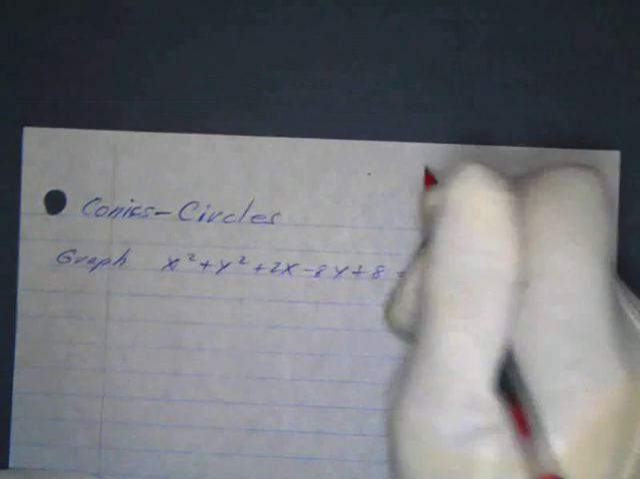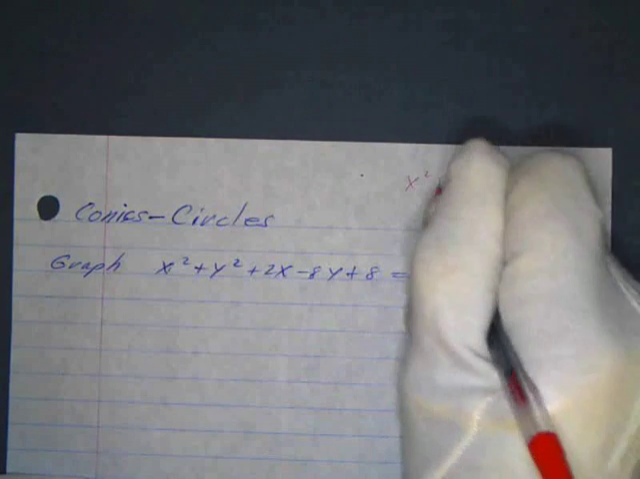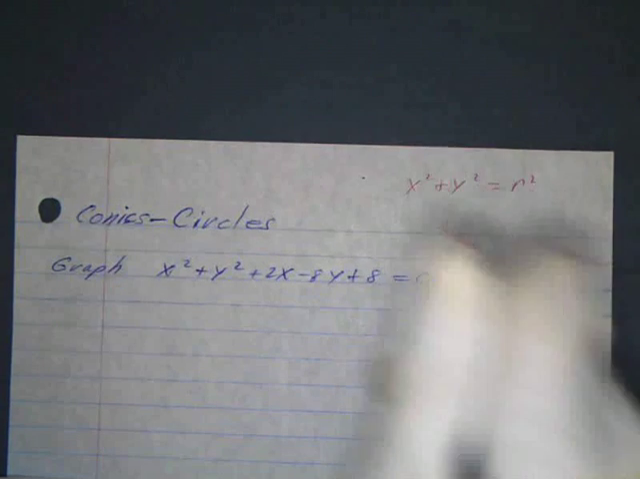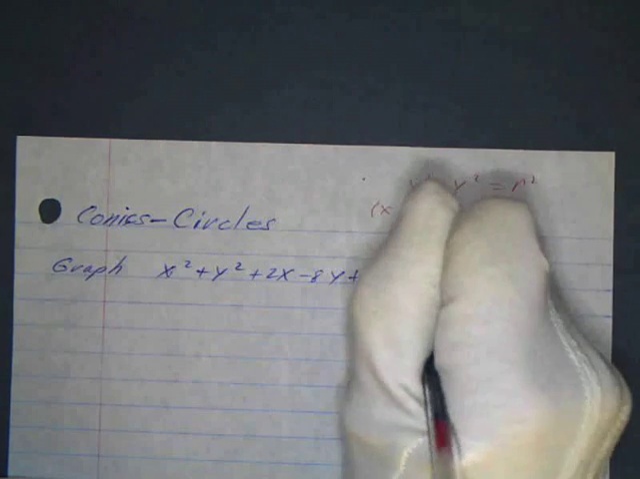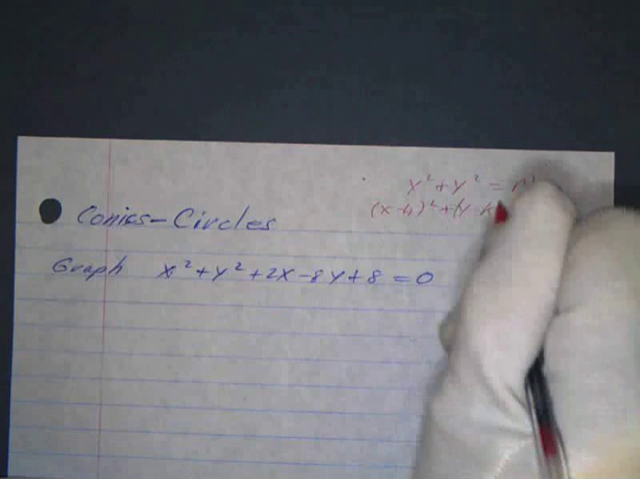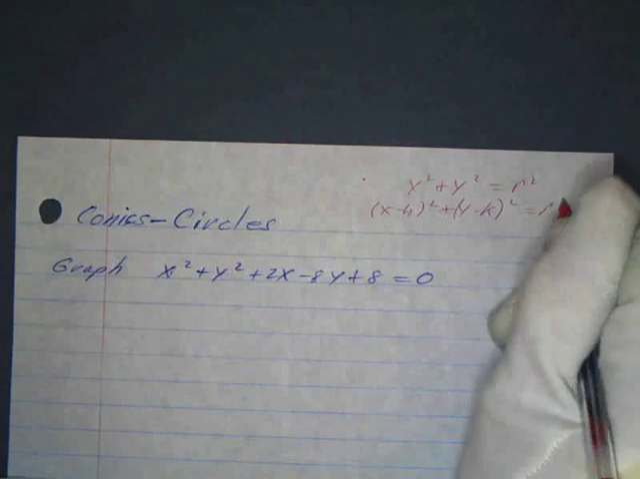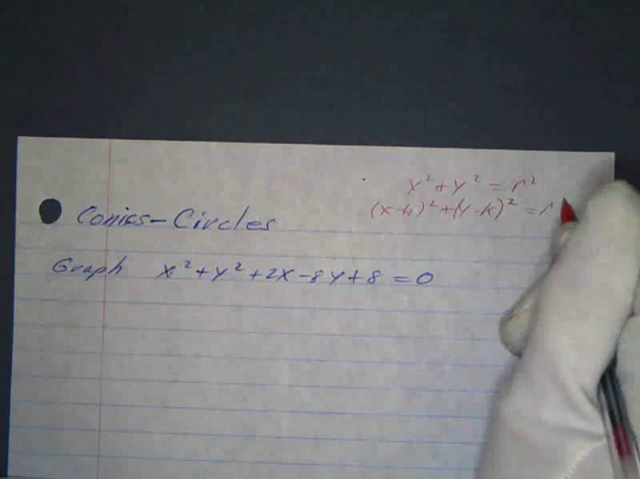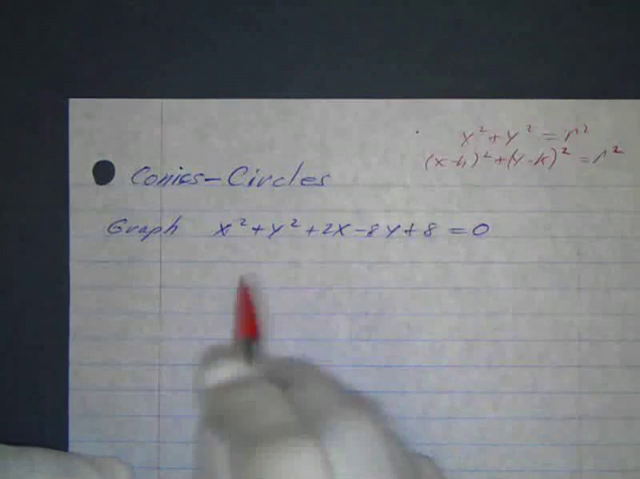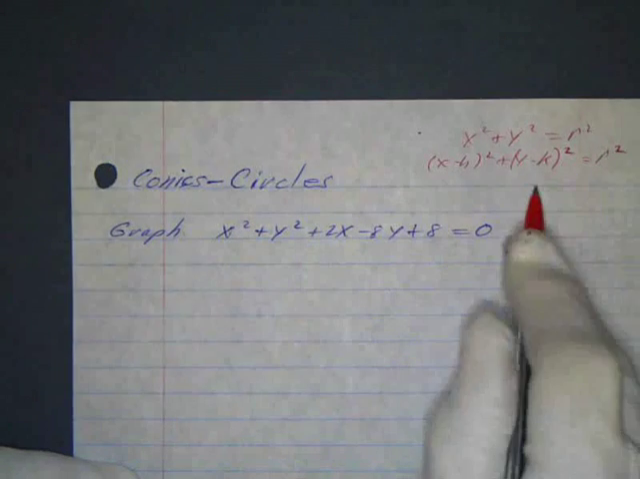If the circle is centered at 0, 0, it'd be x squared plus y squared equals r squared. And if we have a center h, k, it would be (x minus h) squared plus (y minus k) squared equals r squared. So let's take a look at this. We want to get this in this standard form.